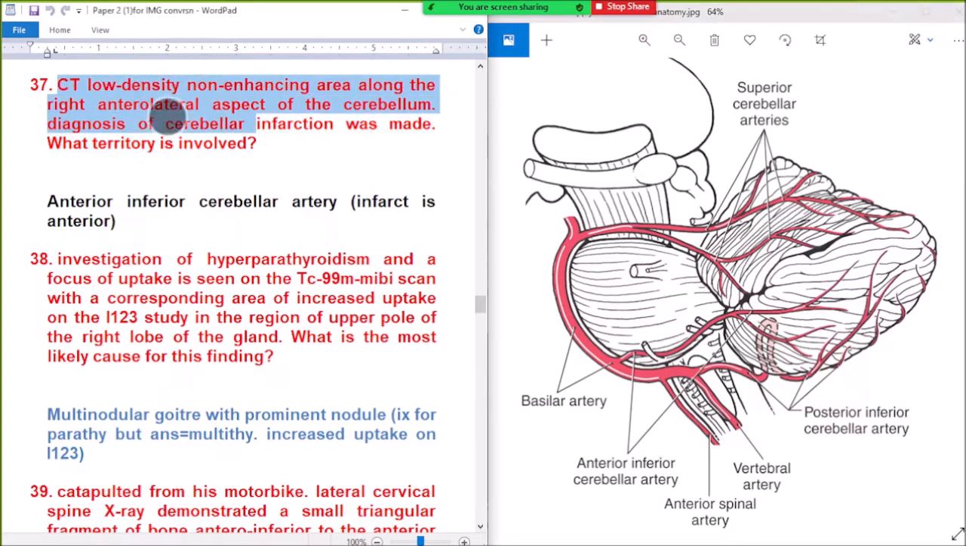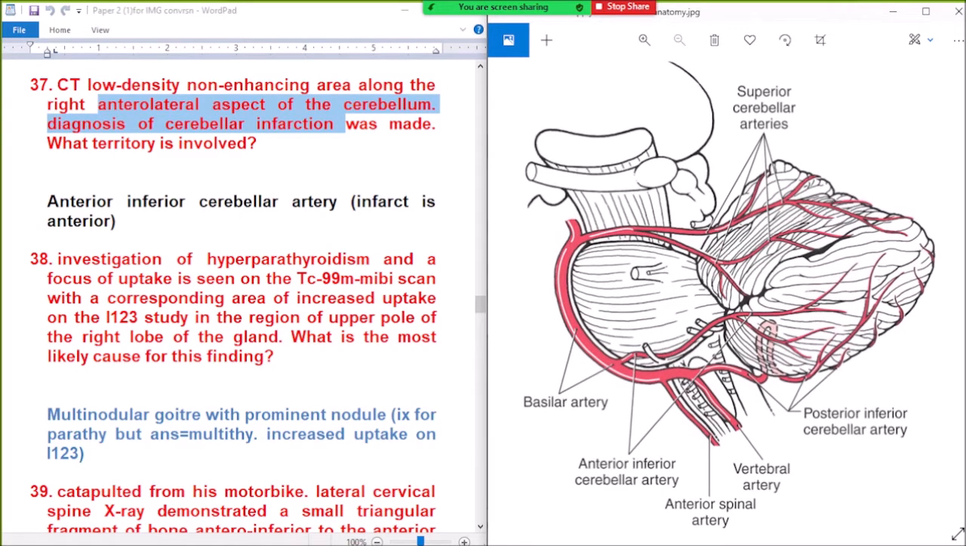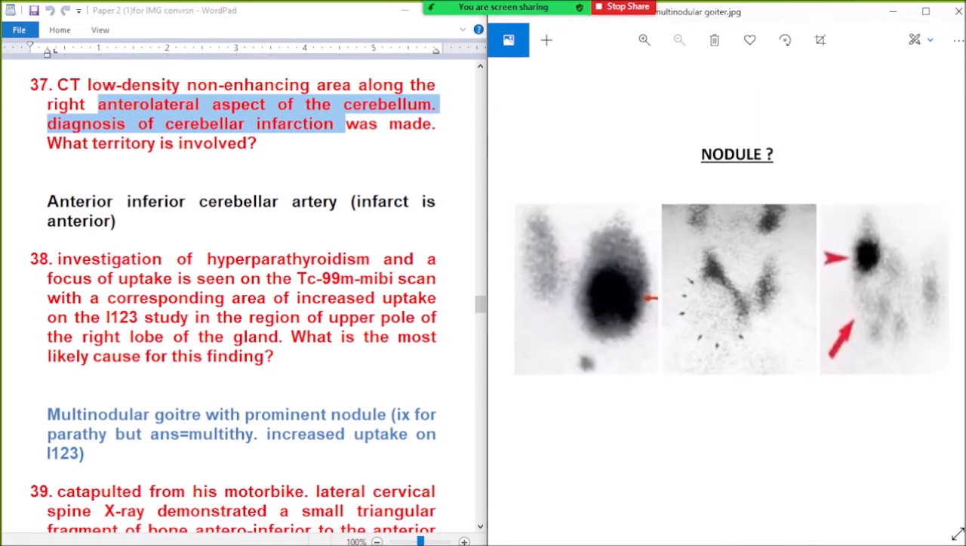So she scans the low density non-enhancing area along the right anterior lateral aspect of the cerebellum. Diagnosed cerebellar infarction was made. What artery is involved? Anterior inferior cerebellar artery, correct? The infarct is in the anterior and lateral aspect of the cerebellum, so anterior inferior cerebellar artery. Next, question number 38.